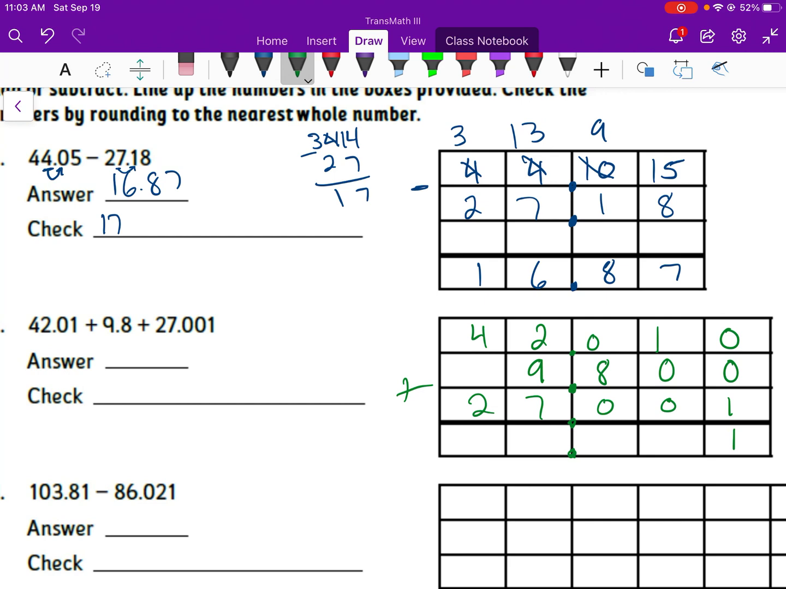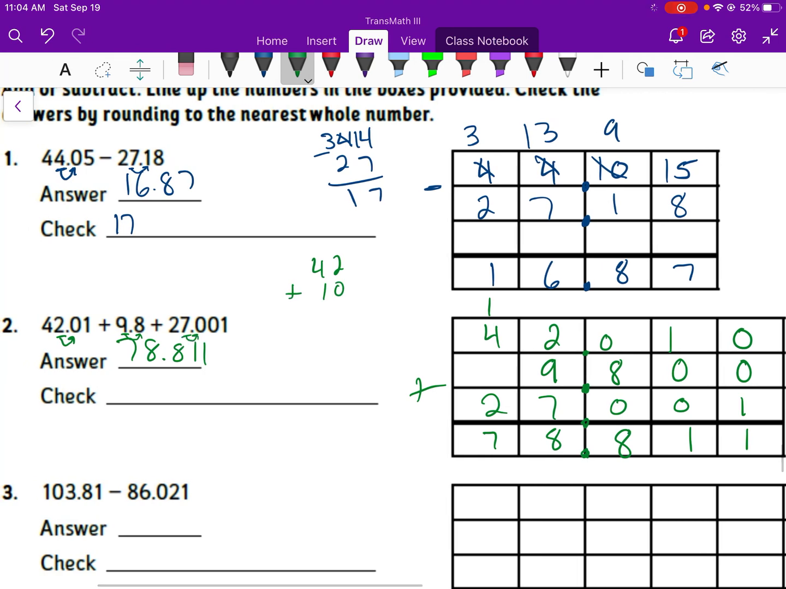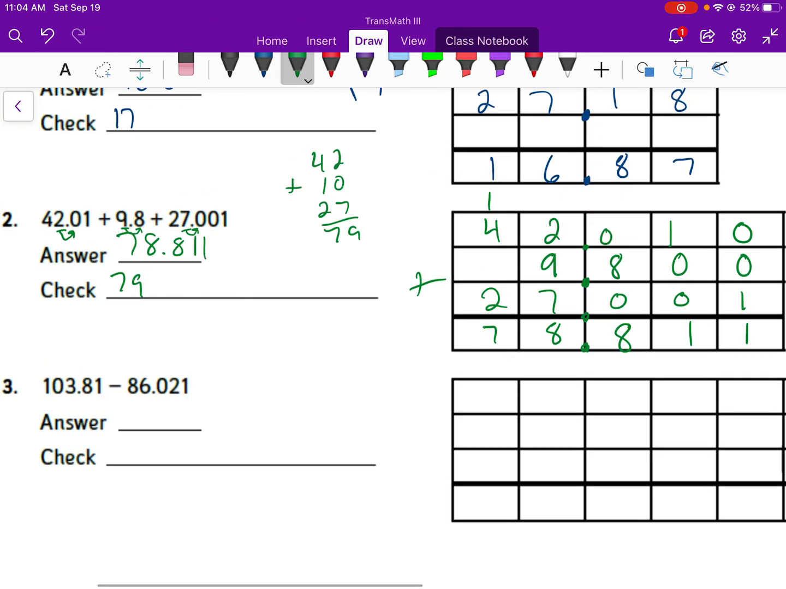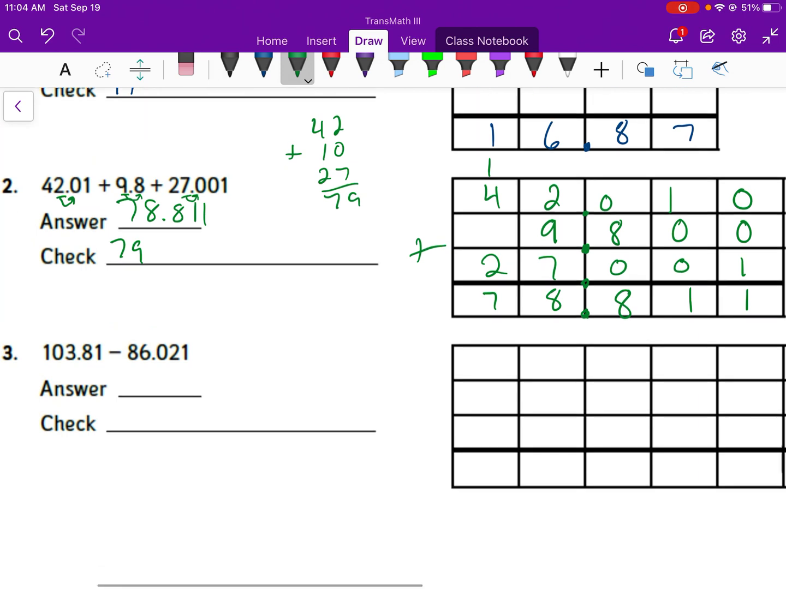Okay, we are adding, so 1, 1, 8, 18, 7, so 78.811. Okay, doing a check. 42 plus 10 plus 27. 9, 7, 79 is our check, and we're pretty close to that 79. So we should have lined up properly and added correctly.